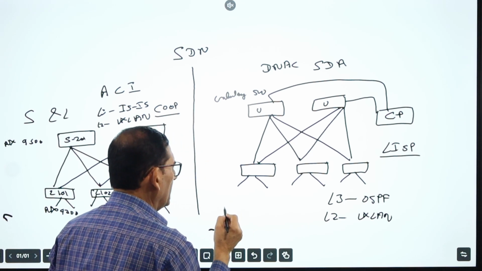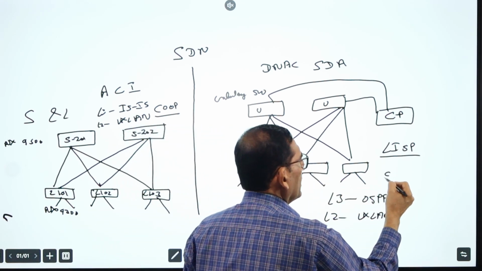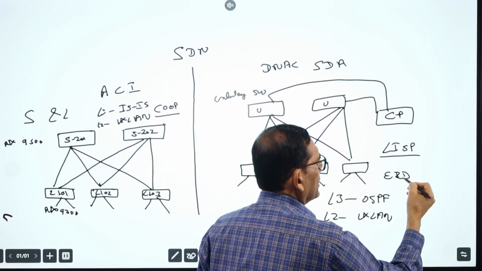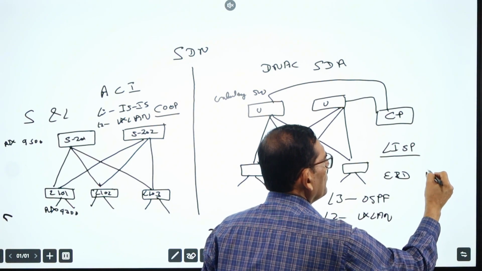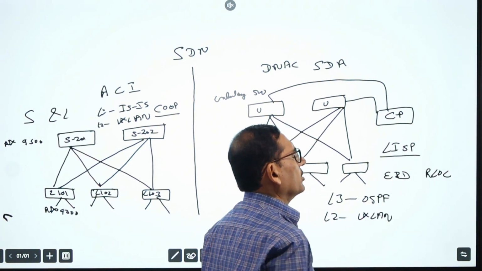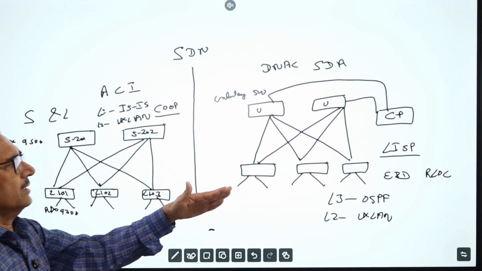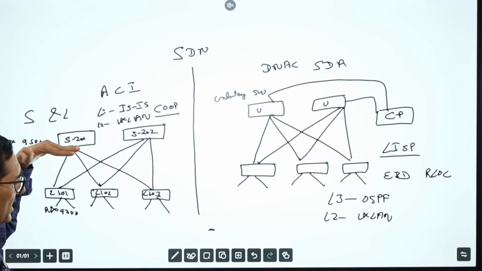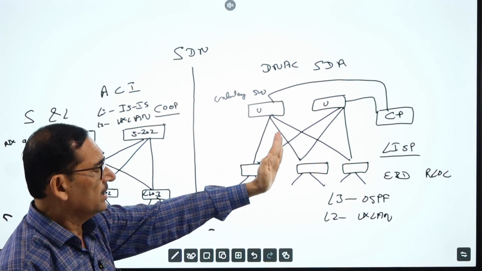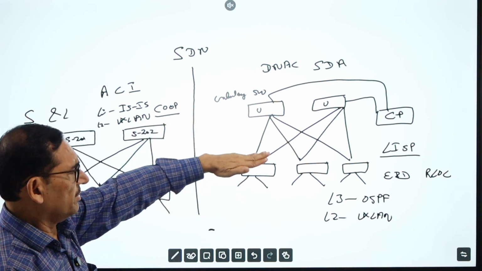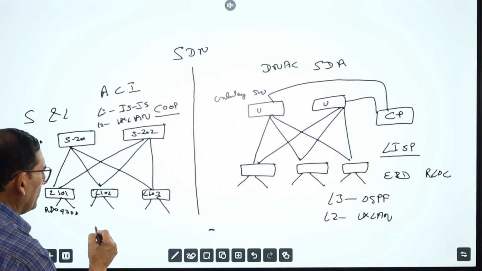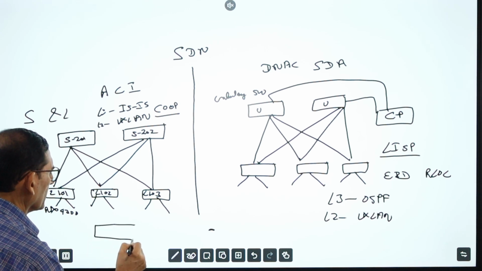So in the LISP protocol, we have the endpoint identifier, and then we have the router locator. This part is here. In ACI, this is the fixed design. Here we have the flexibility. Another thing is that now here we have connected our APIC controller.